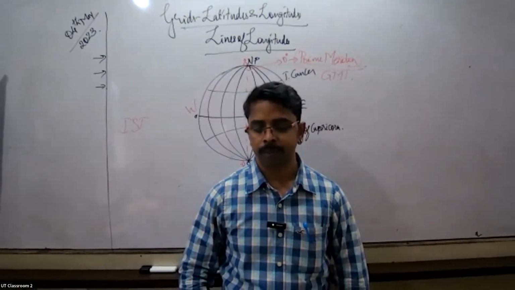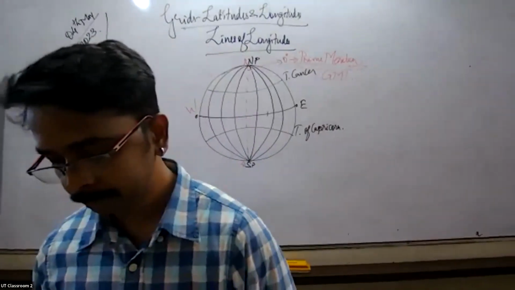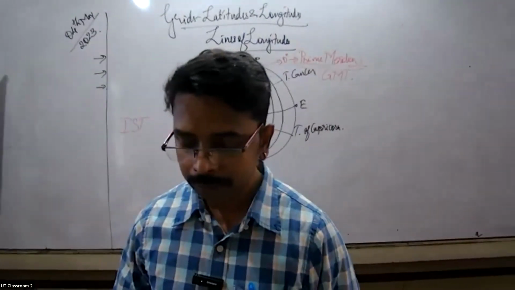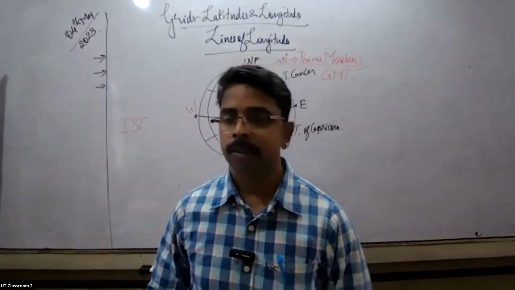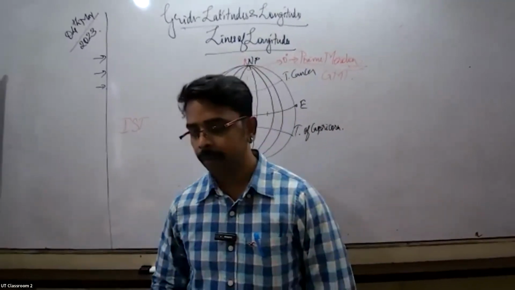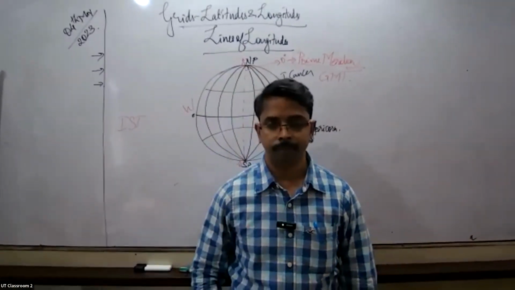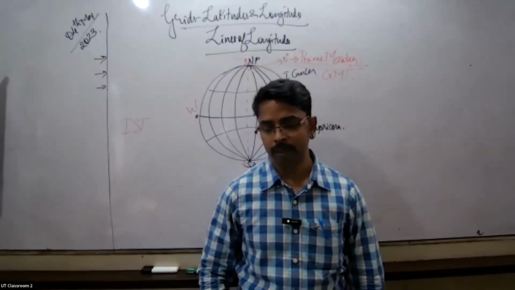Next one. The prime meridian, you write PM, is a line of longitude whose angular distance is 0 degree.